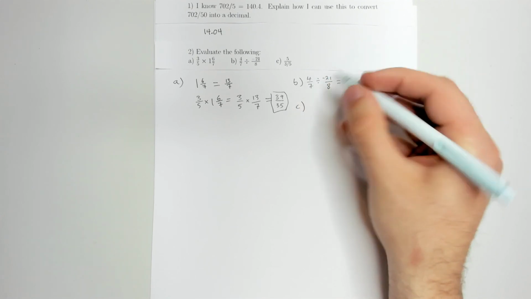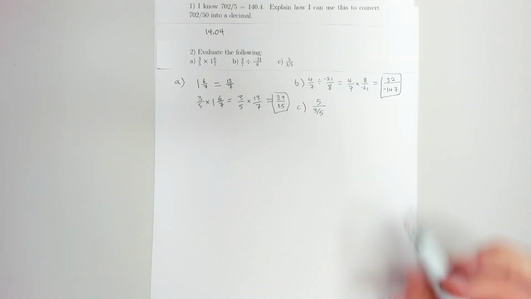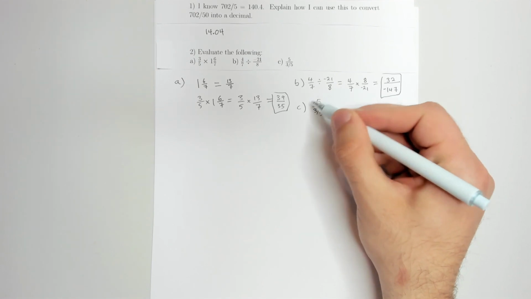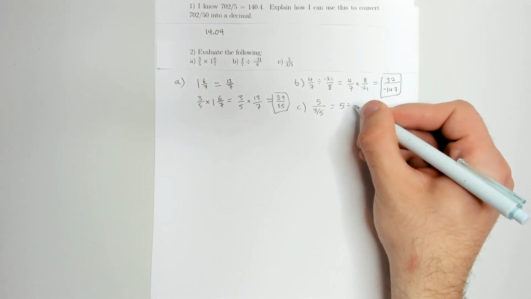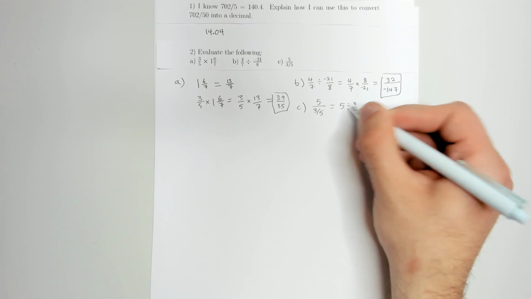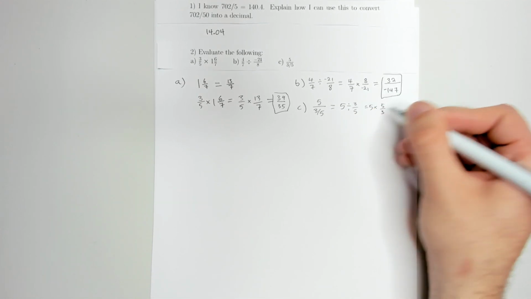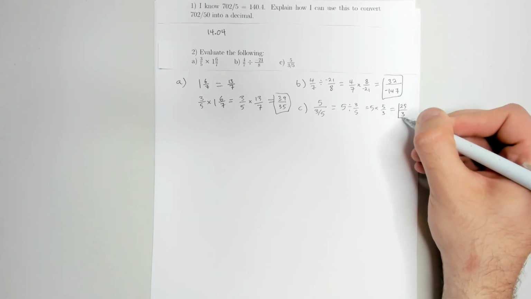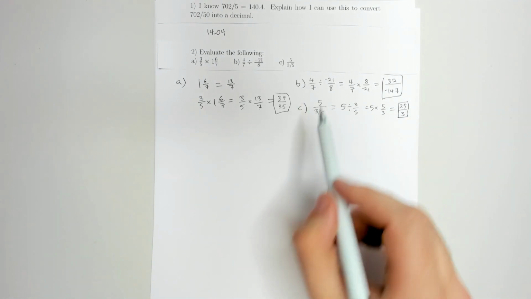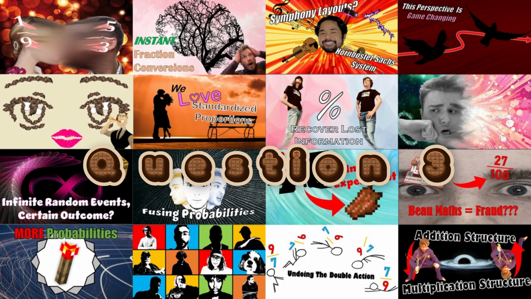And for part C, we have 5 over 3/5. So this is actually another fraction division problem, because we know an overall fraction is division. So this is really the same thing as 5 divided by 3/5, which is the same thing as 5 times the reciprocal, which is 5/3, and this becomes 25 over 3. So for parts B and C, those were covered in episode 46 of the series.